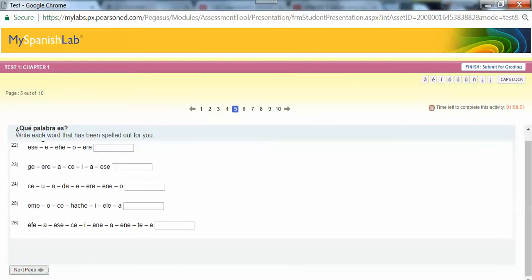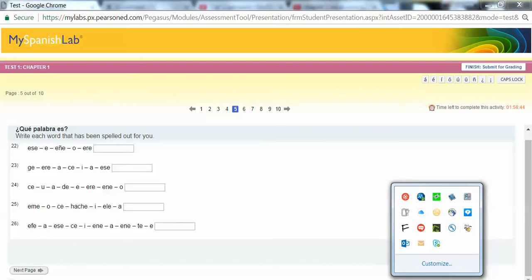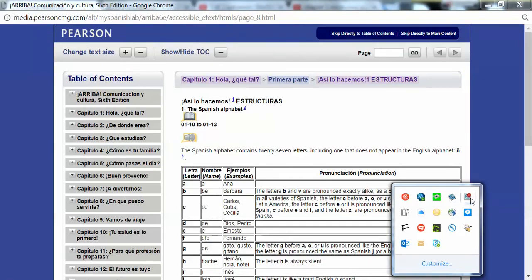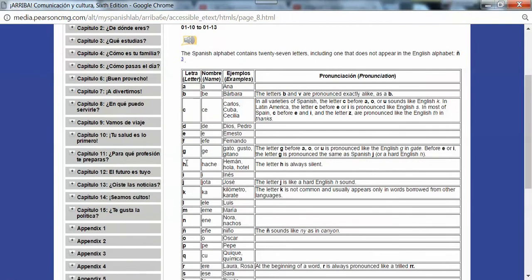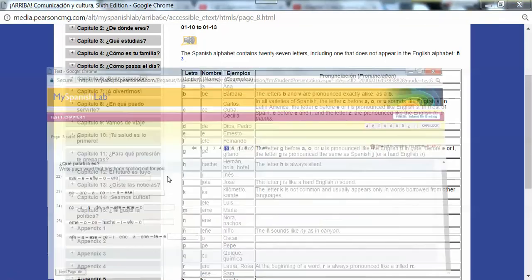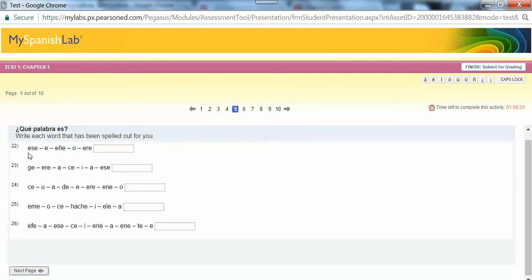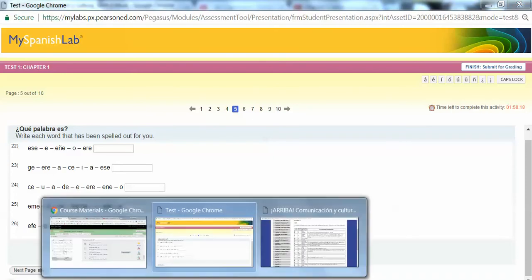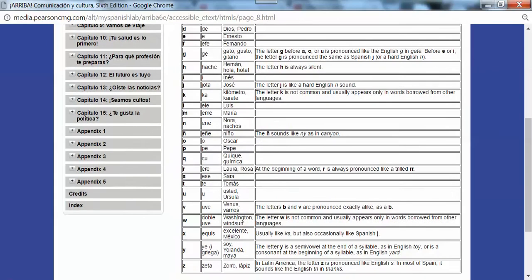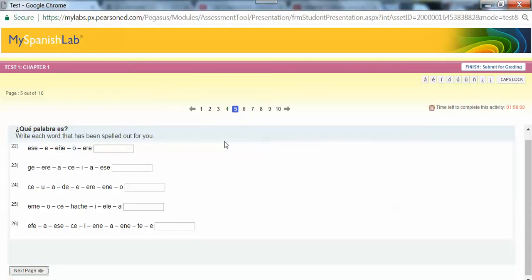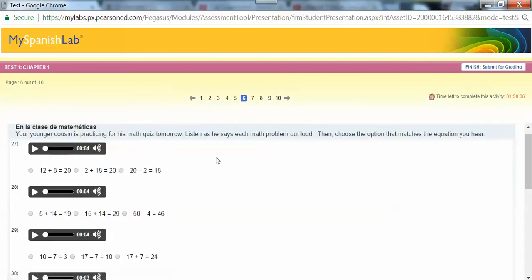You'll write each word that has been spelled out for you. This is the spelling of the letters. Okay, so what they're saying is these are the letters and these are their spellings. So when you're doing this activity, you will see essay, okay, E-S-E, what letter is represented by essay? And you would go out here and you would find, here is essay, so you would write an S in the blank. That's what they're asking you to do in this activity. So then you go to the next page.